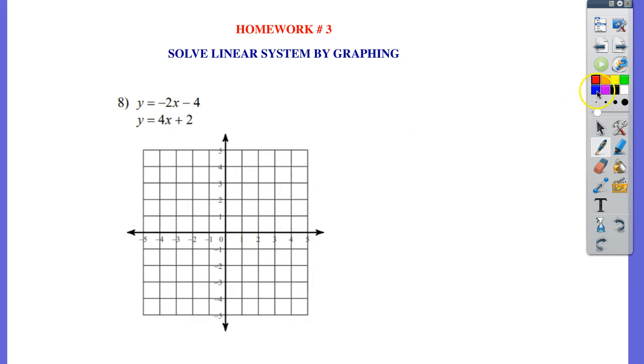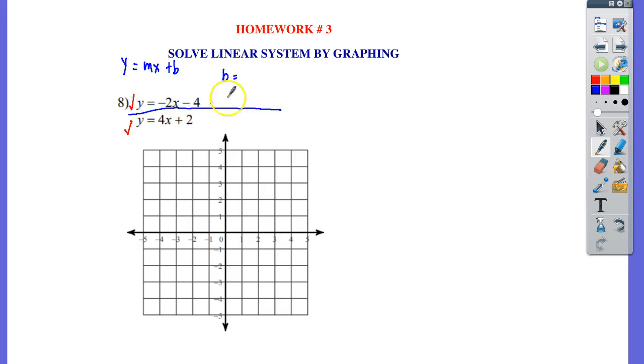So again, we have 2 equations. We have to plot this graph one at a time. So make sure that it's written in the form y equals mx plus b. Is this written in y equals mx plus b? Yes, y is by itself. What about the second one? y equals 4x plus 2? Yes. So since it's written in slope-intercept form, we can pull out the b.